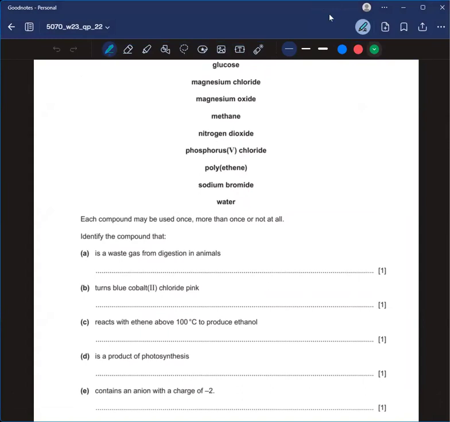Part A is a waste gas from digestion in animals. So I guess it's very commonly heard. So I would write it as methane, and we do have an option. Yeah, methane. Okay, turns blue cobalt chloride pink. So it would definitely be water.